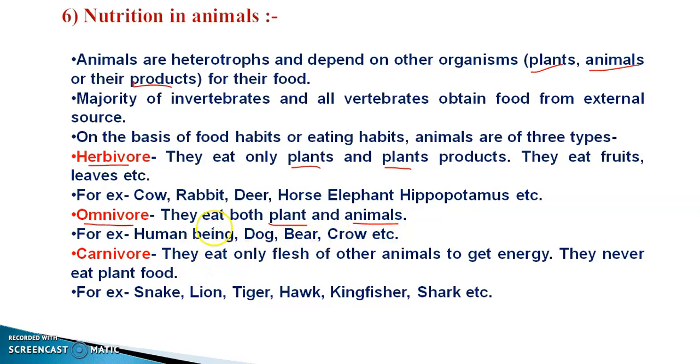And the third category is carnivore organisms. Carnivore means those organisms who eat only flesh, those animals who depend on other animals to get their energy. They never depend on plant products, such as snake, lion, tiger, hawk, kingfisher, shark, etc.